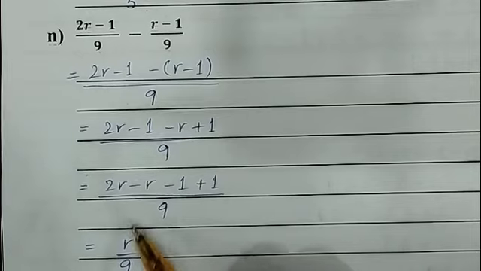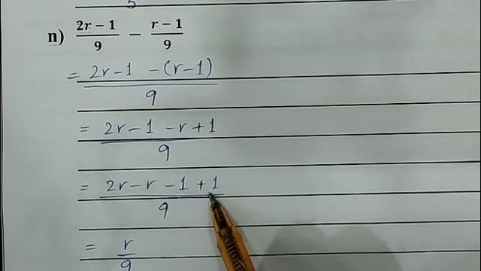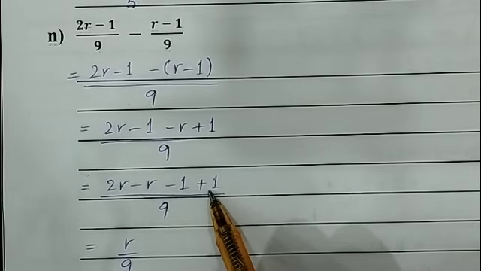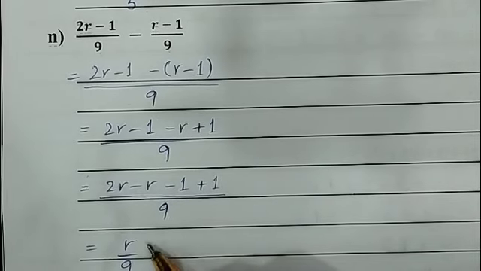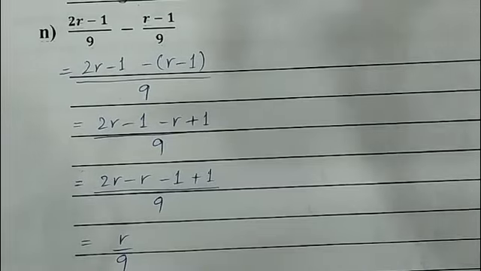2r minus r is r, and minus 1 plus 1, the signs are different, so we are going to subtract. So 1 minus 1 is 0. Here I have not written 0, as 0 is not necessary to write. So r over 9 is the answer.